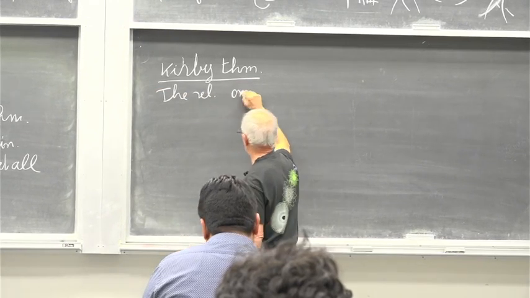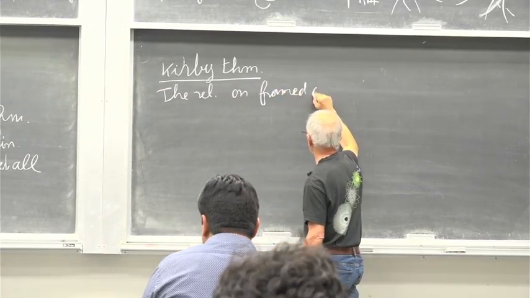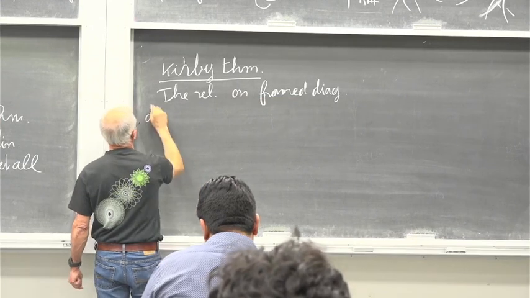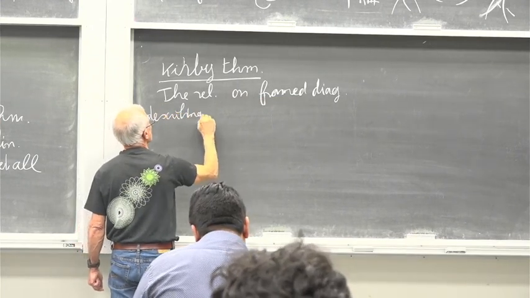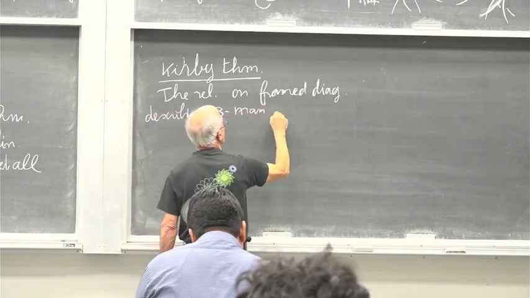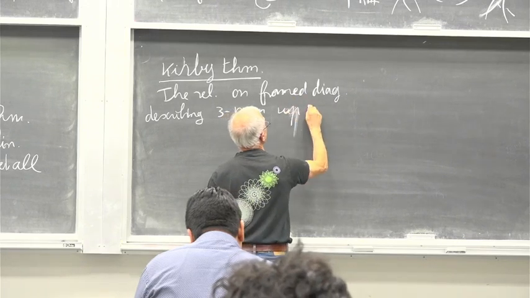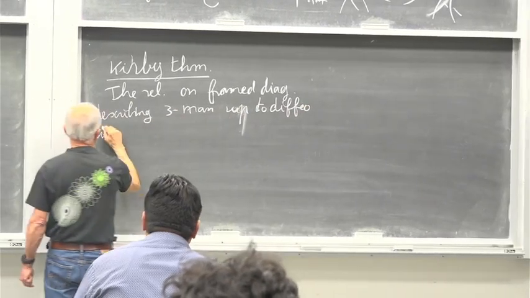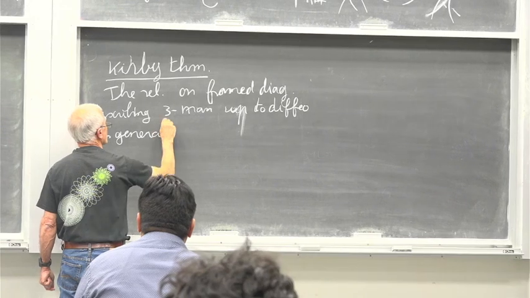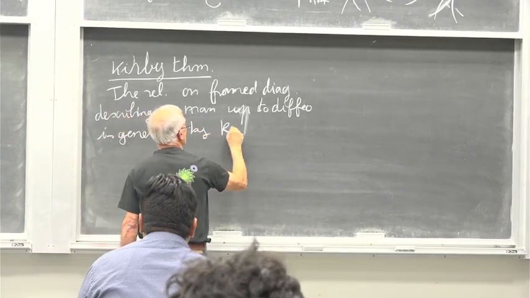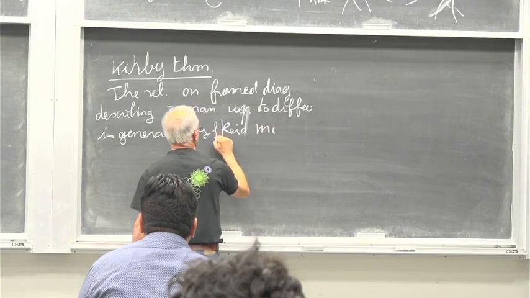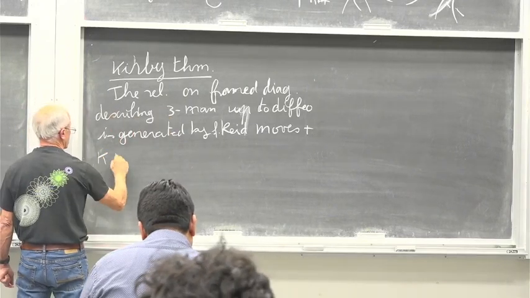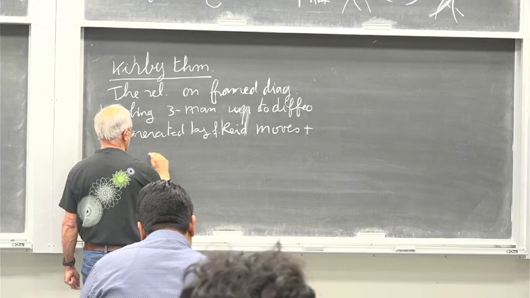So the relation on framed diagrams describing a three-manifold up to diffeomorphism is generated by framed Reidemeister moves, plus K1. So K1 will take a diagram.